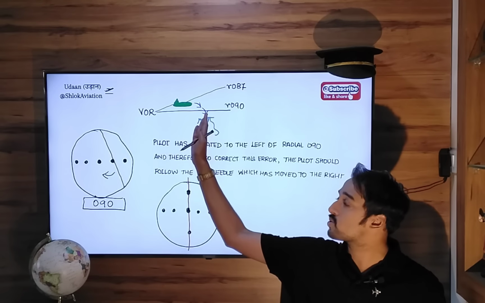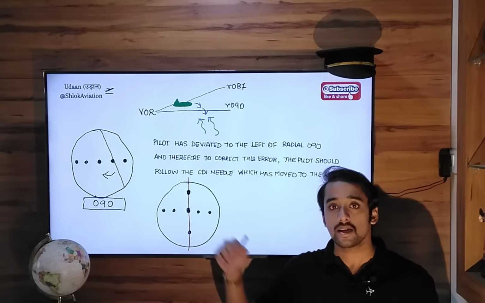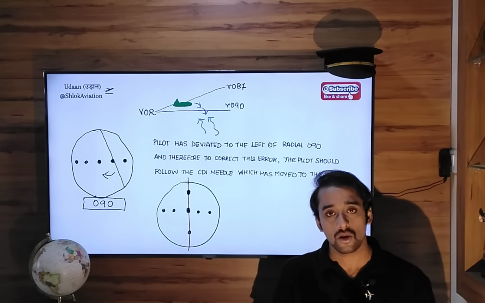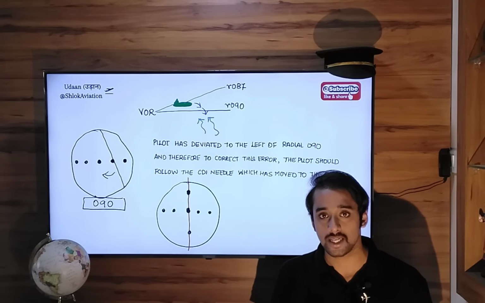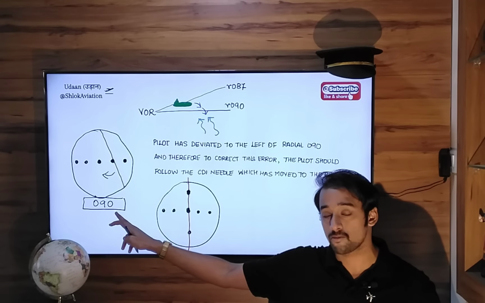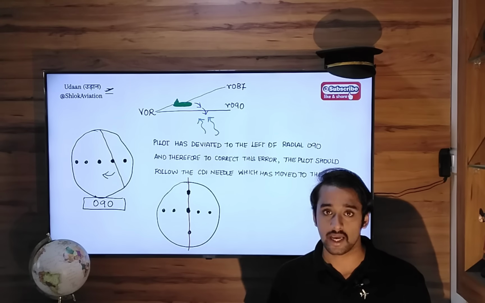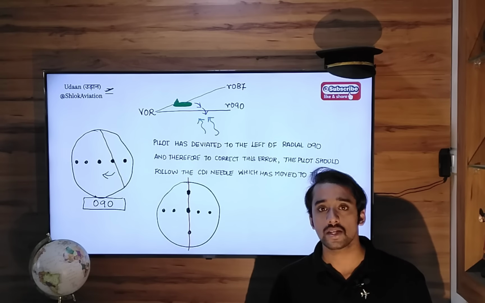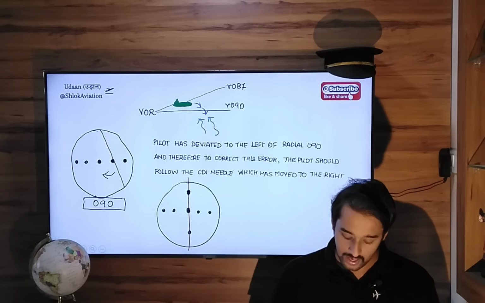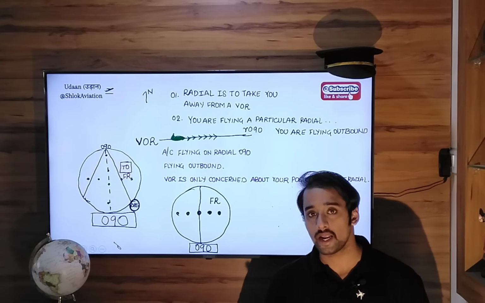Okay, so if you deviate to the right hand side, the CDI needle moves to the left hand side and then your job will be to follow the CDI needle. If it goes left, go that much amount of left, intercept or cross the radial 090 which is your goal you have put in the OBS selector, and then fly the OBS setting 090, keeping the CDI needle in the center. So this. Now so far we have checked the example where we are flying on a particular radial and we are flying outbound from a VOR station.